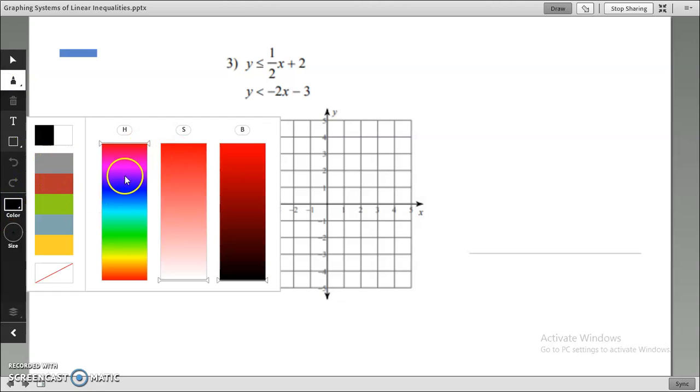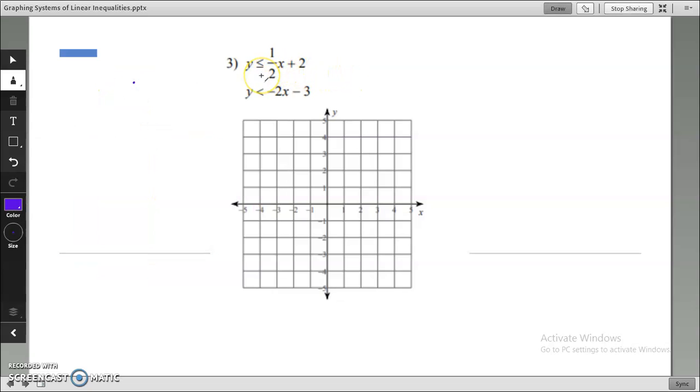Let's change this color. All right, so we have y is less than or equal to, so it's going to be a solid line, 1/2 x plus 2. So I'm going to start here at 2. And I can go up 1 and over 2. I can also go down 1 and over 2. All right, the same thing, as long as I'm going up the hill, I'm going to now make my line. I know it's a line. All right, and it says that it's less than, so I'm going to shade everything below.